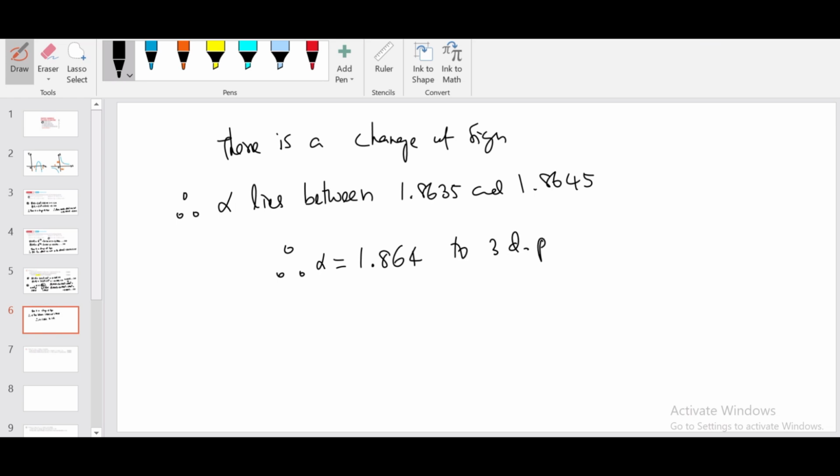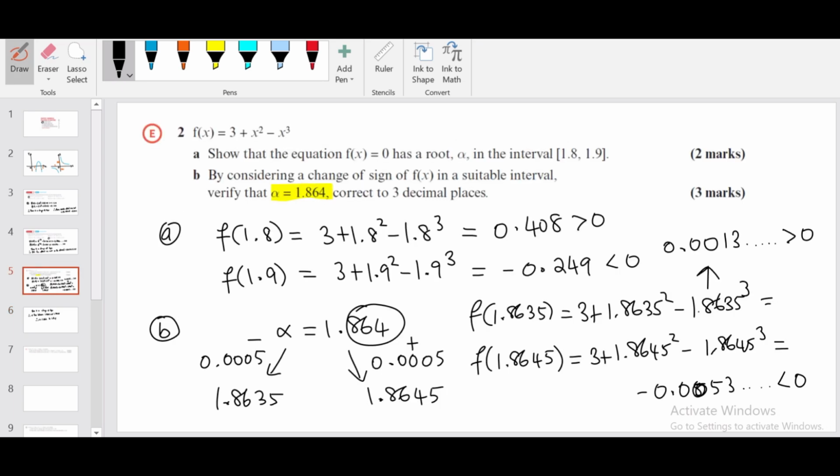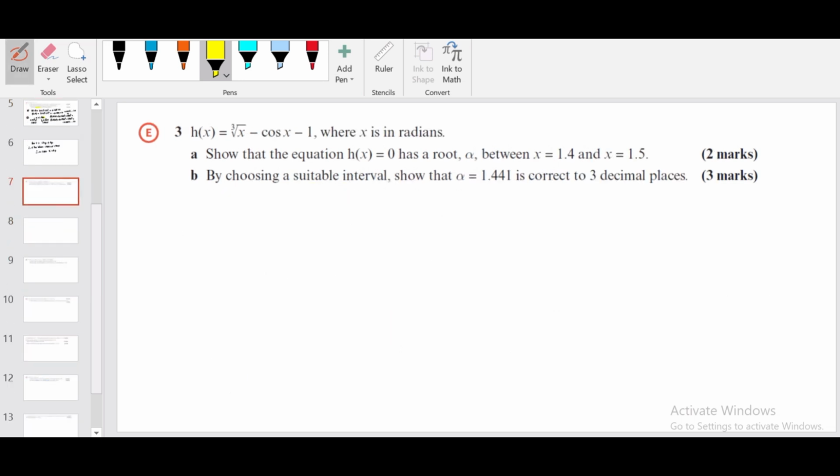Understand? So here we are finding the interval by using the method we learned for finding the lower bound and upper bound. If you see 3 decimal places, you put 3 zeros and 5, add and subtract. Understand? Let's look at one more question.